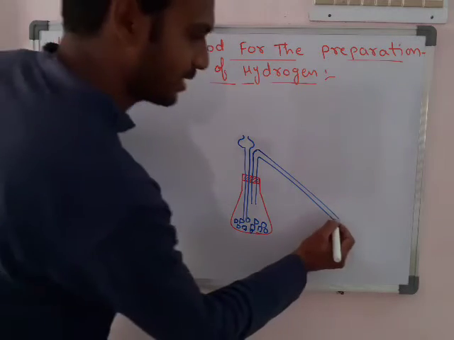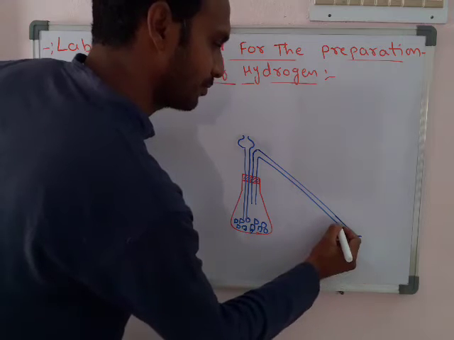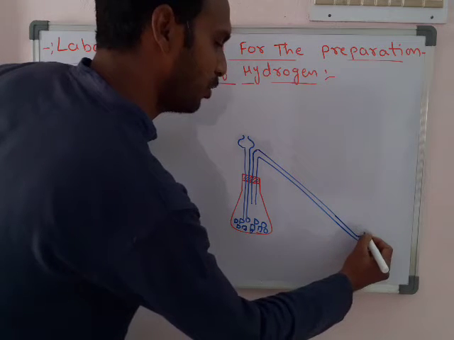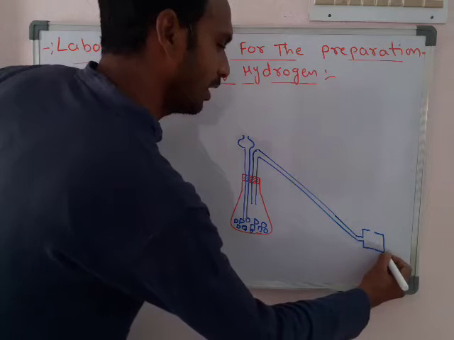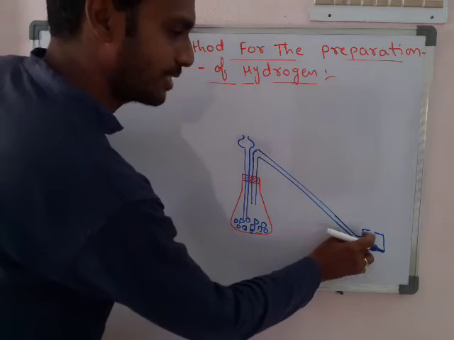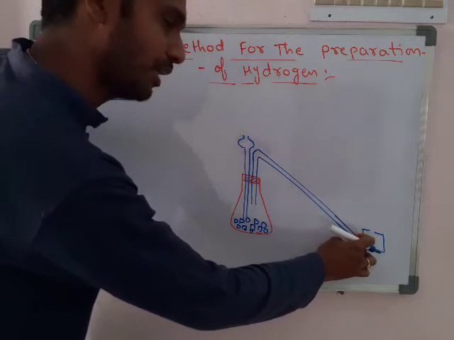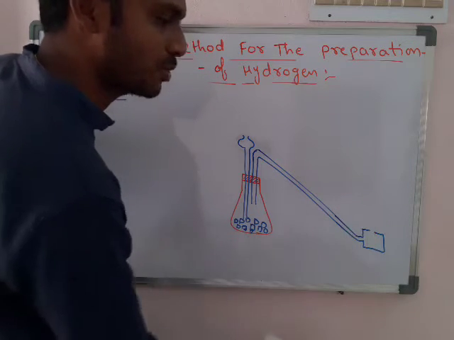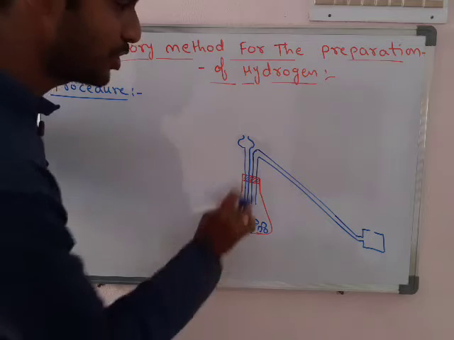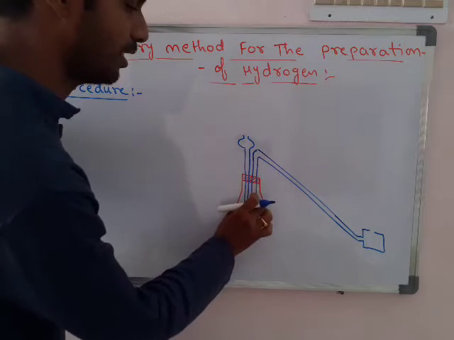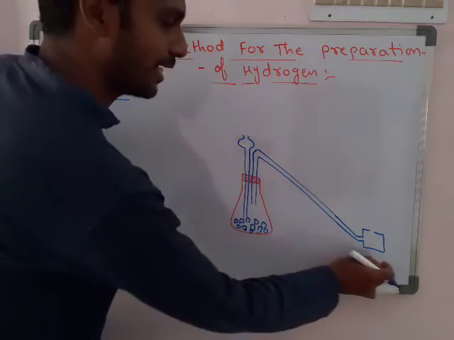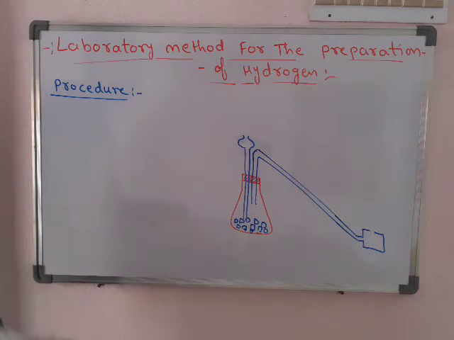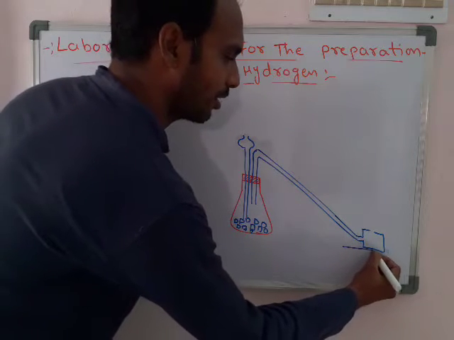This delivery tube is connected to a beehive shelf. Already we know about the beehive shelf, which has two connections: the left side has a connection, and above also it has a connection. Only two connections are there. This is the delivery tube for gases. The delivery tube is connected to the beehive shelf, and the beehive shelf is placed in a container, a water beaker or trough of water.